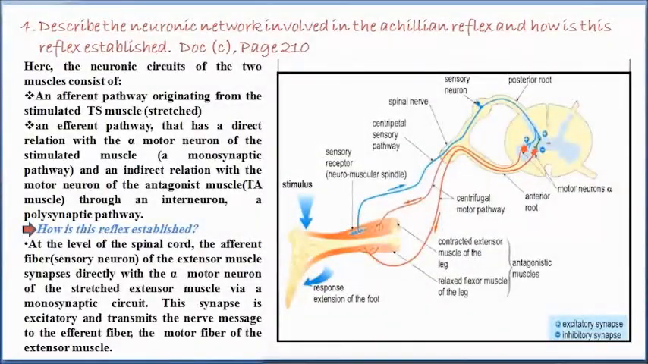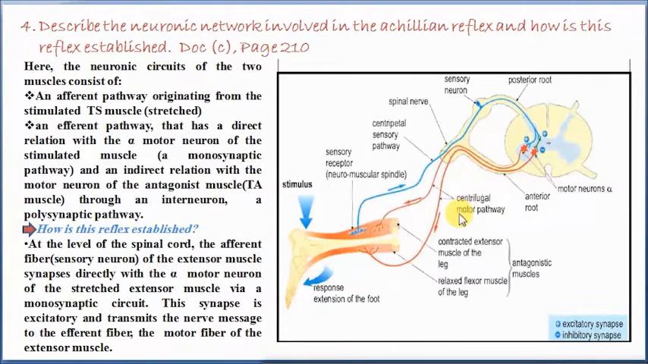So, if we compare the neuronic circuits innervating these antagonistic muscles involved in this reflex, we're going to say that the two circuits possess the same sensory neuron. This is a circuit and this is another circuit. The two circuits have the same sensory neuron. Now, each of the two circuits has a unique alpha motor neuron. They have the same sensory neuron, but each circuit has its own unique alpha motor neuron.